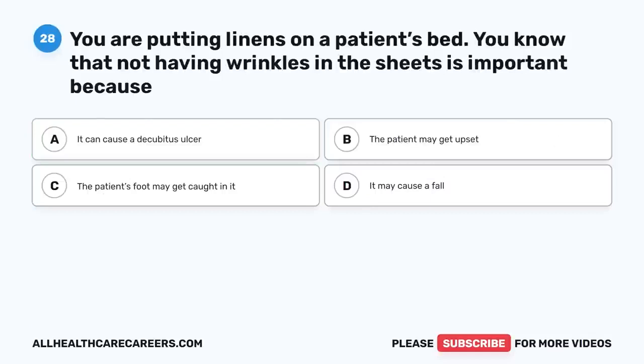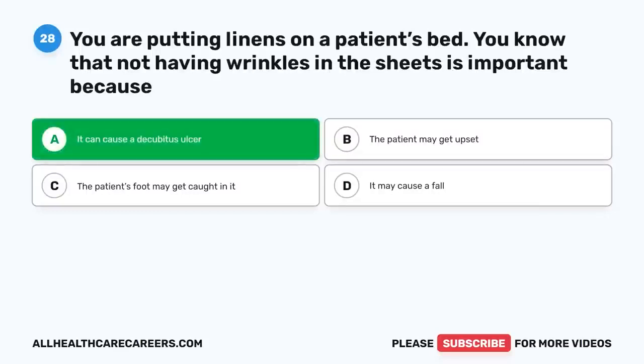Question 28. You are putting linens on a patient's bed. You know that not having wrinkles in the sheets is important because A. It can cause a decubitus ulcer. B. The patient may get upset. C. The patient's foot may get caught in it. D. It may cause a fall. The correct answer is A.